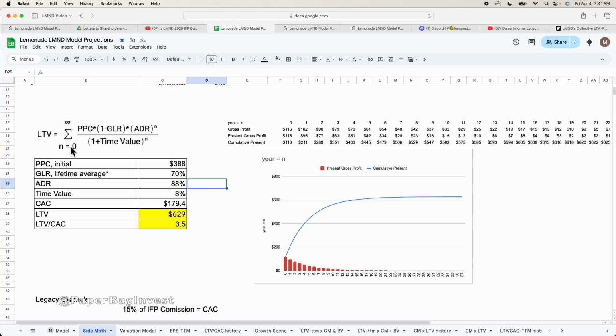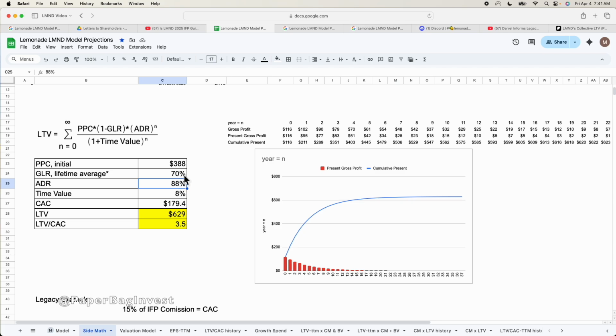Now, that doesn't have anything to do with the LTV calculation. This is the LTV calculation, but it was just an interesting point that they made based on where their annual dollar retention was at and their gross loss ratio was at. Now, I don't think that would necessarily be the case as much anymore.